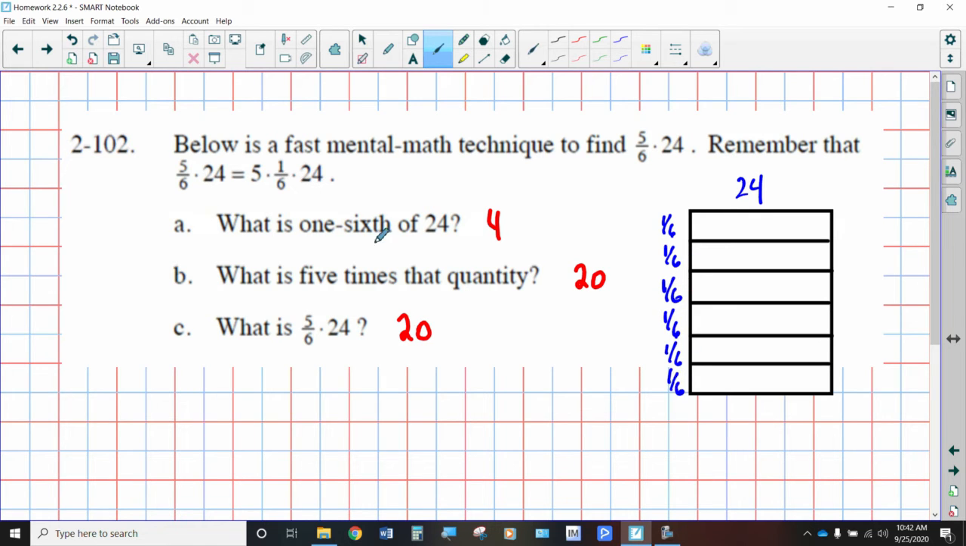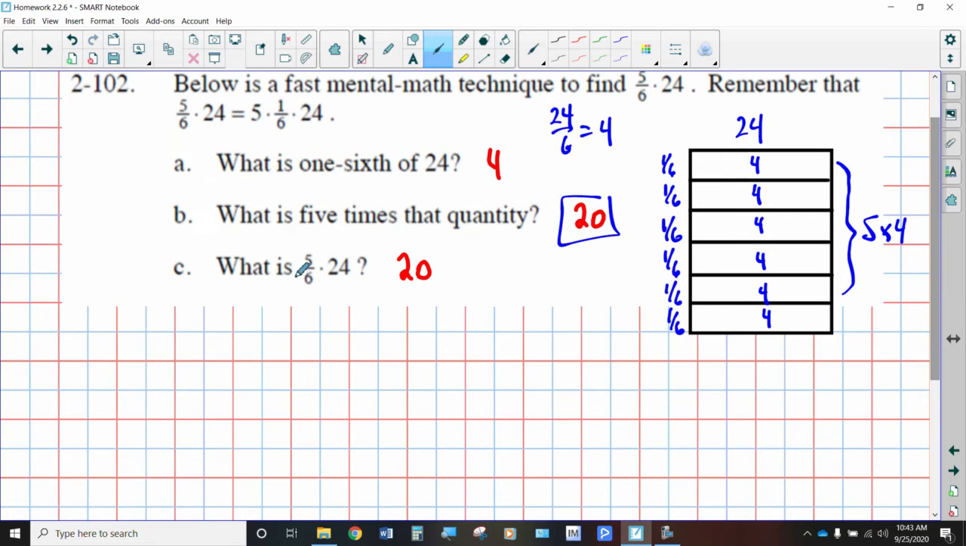So remembering, when you find a unit fraction of a number, 1/6 of 24 is the same as 24 divided by 6, and that gives you an answer of 4. So that means that each one of these sections has to be equal to 4. And that's the part right here. What is 1/6 of 24? It's 4. So now if you want to find 5/6, then we're going to take all of these. So you got 1, 2, 3, 4, 5. 5 times 4 gives you 20 for an answer. So therefore, 5/6 of 24 is equal to 20.